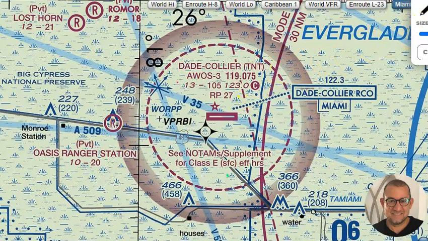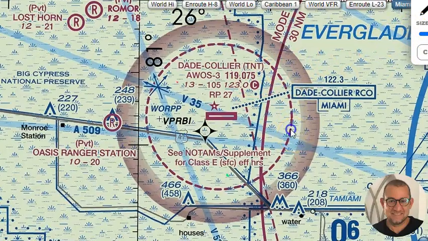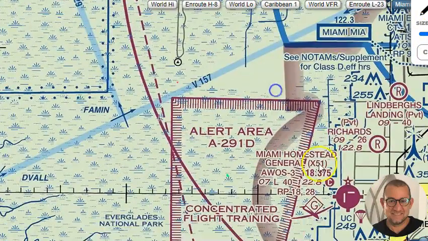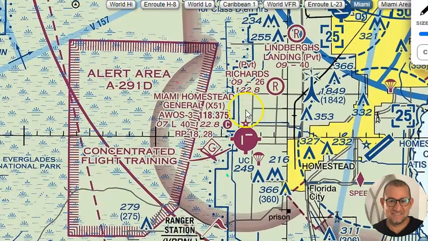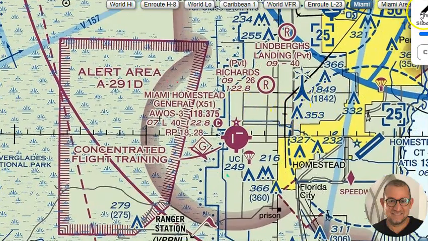Now, let's go to another non-tower airport. Here's Homestead General. We have two runways. This is X51. And notice down here it says right pattern 18 and 28. So we know if we're approaching from the north, heading south, this would be a right pattern.